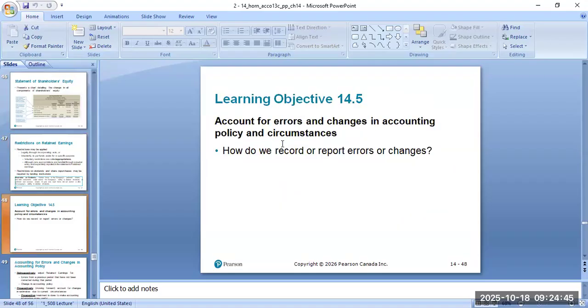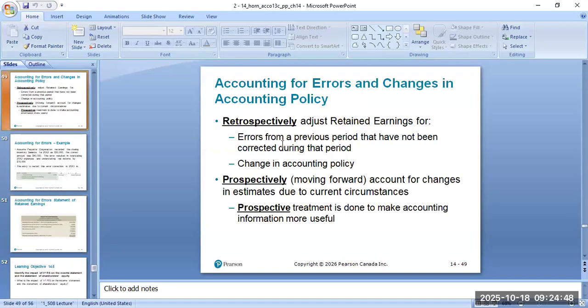Accounting errors and changes in the accounting policy. This will be very, very brief here, so you can have an idea that this one exists, but again, we're going to talk more with you when we see each other.